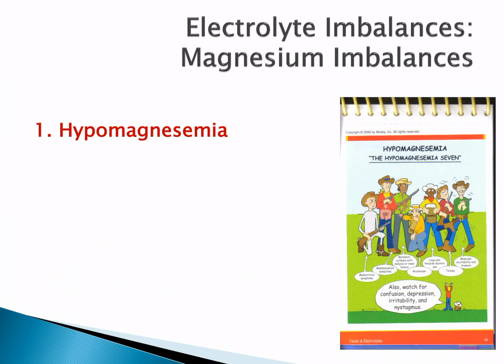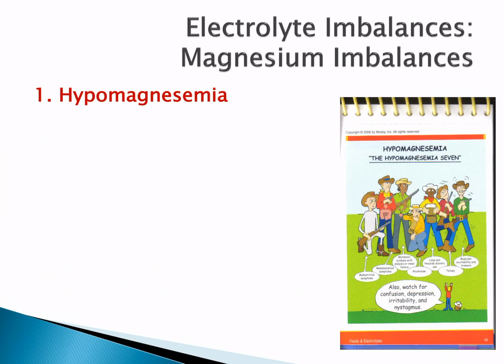Okay, so let's go with magnesium. So we have here hypomagnesemia, which means there is a low level of magnesium in the blood. So magnesium inhibits acetylcholine release. Acetylcholine is a neurotransmitter in the brain.